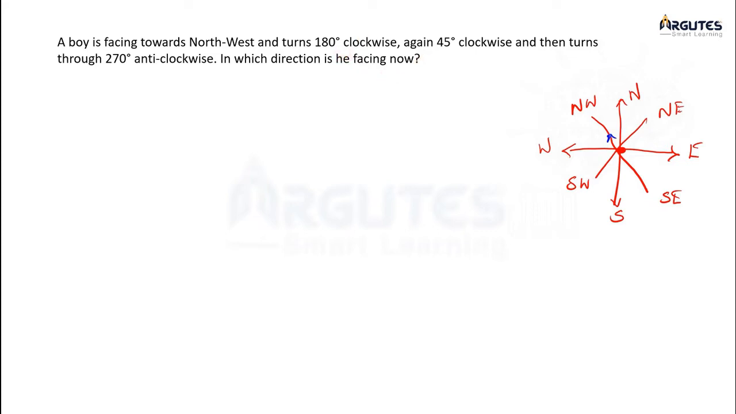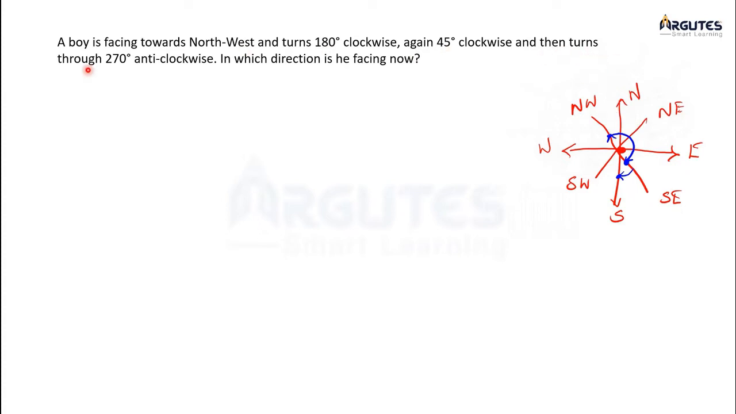So 180 degrees is a straight line. So he is making 180 degrees, which means now he is facing in the southeast direction. So in clockwise direction, if he turns 180 degrees, then he will be in the southeast direction. Again 45 degrees in the clockwise. So again it is 45 degrees in the clockwise direction, which means now the boy is facing south.